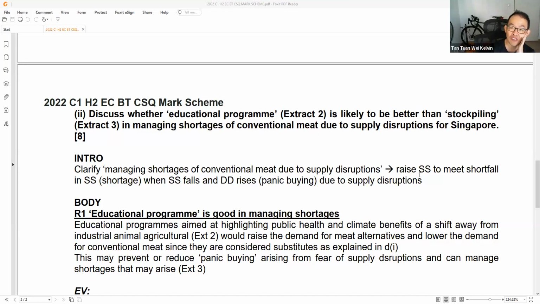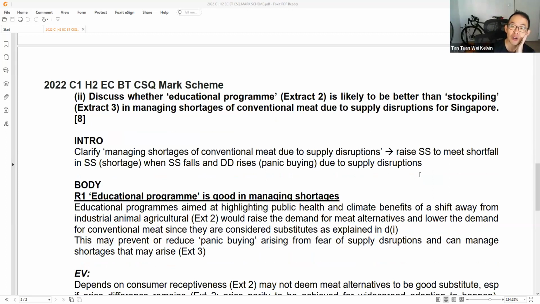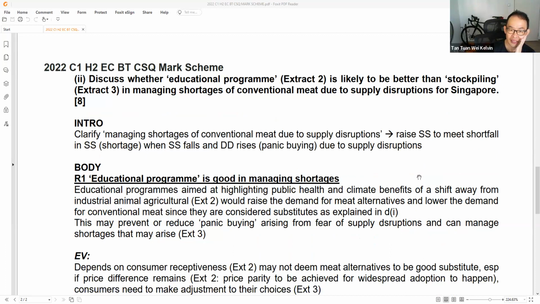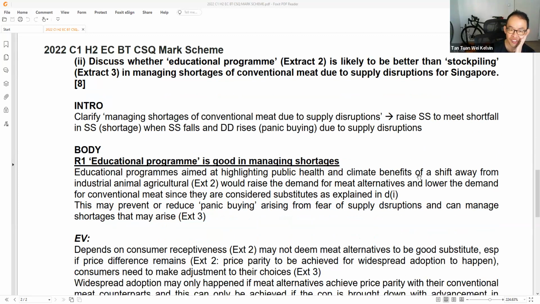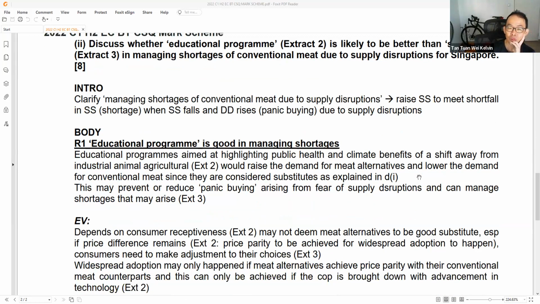So this tells you that if you want to manage the shortage, one of the policies should be to increase supply, and the other policy should be to decrease demand. When you increase supply, QS will be higher. When you decrease demand, QD will be lower. So R1, if you look at the education, is to reduce the demand for conventional meat. Try to explain that it shifts the demand for conventional meat to the left.